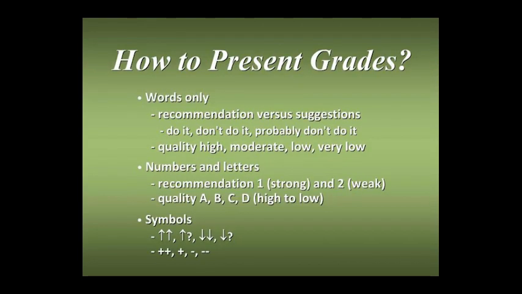How they present that at the end, they say do it or don't do it. Probably don't do it. The quality could be high, moderate, low, or very low. That's the explanation. Sometimes they put numbers. So recommendation 1 means strong, 2 means weak. Quality A is better than B, than C, than D. And sometimes they put symbols like plus, plus, plus.